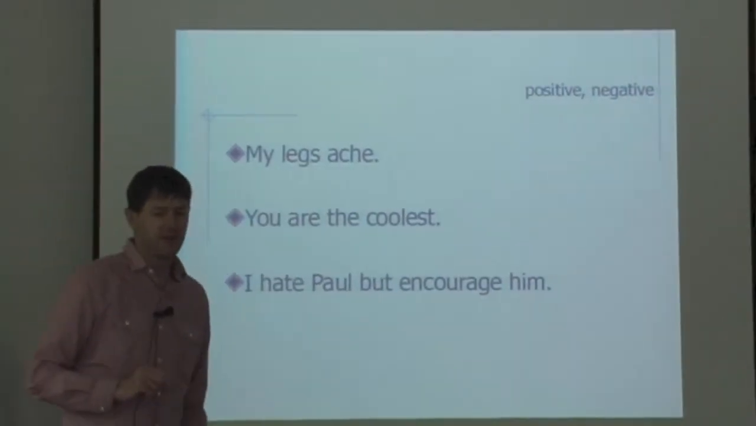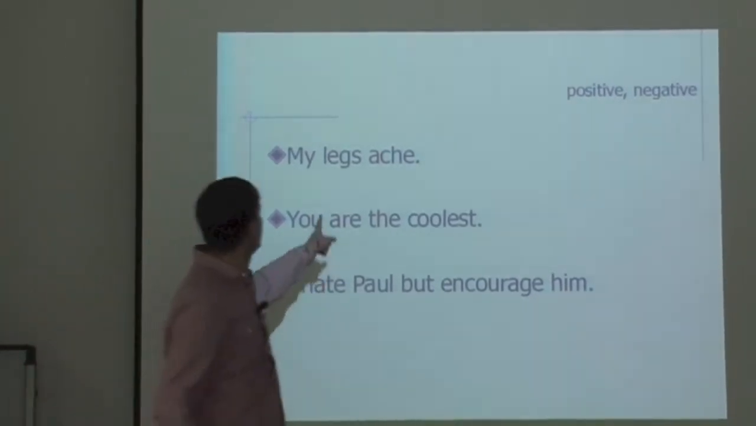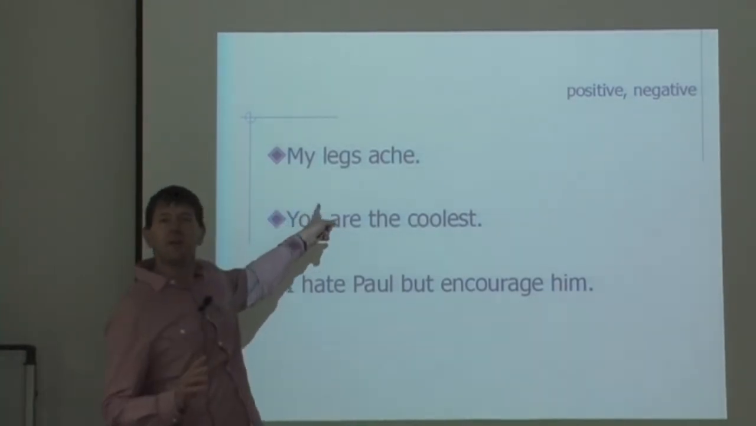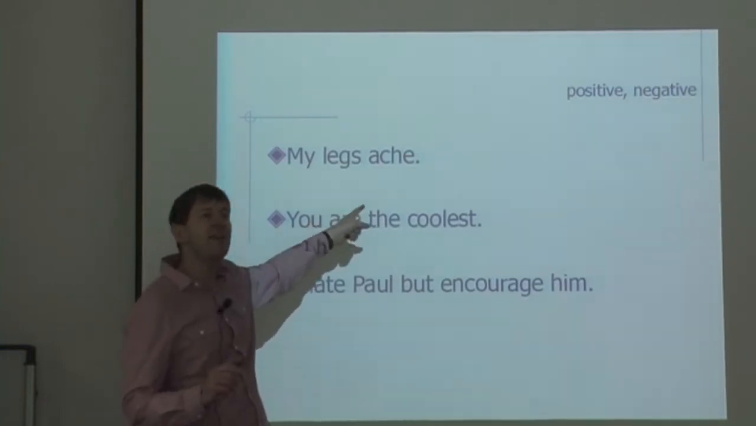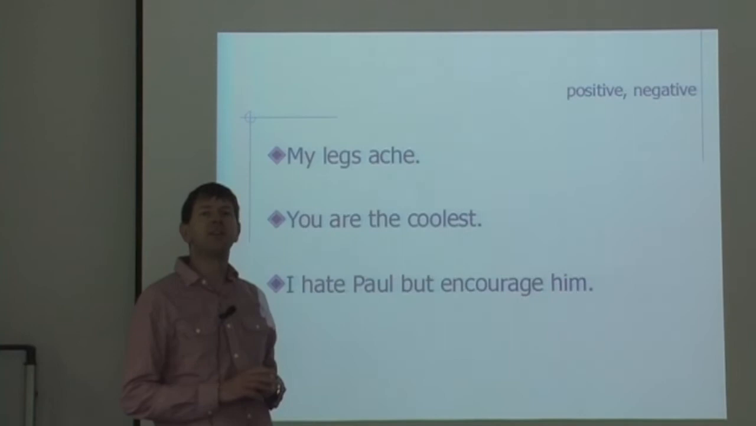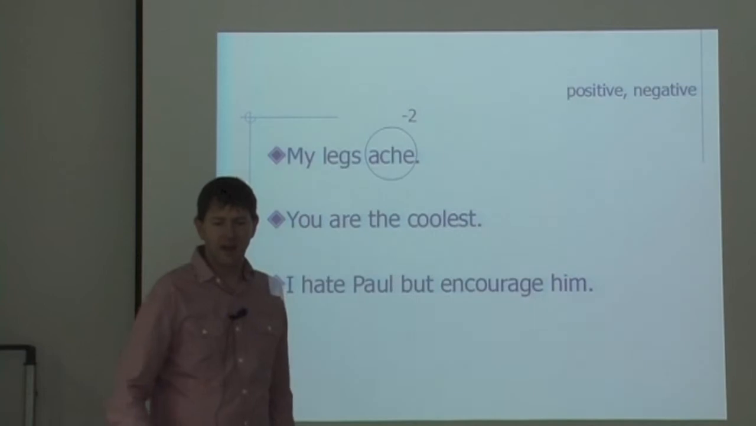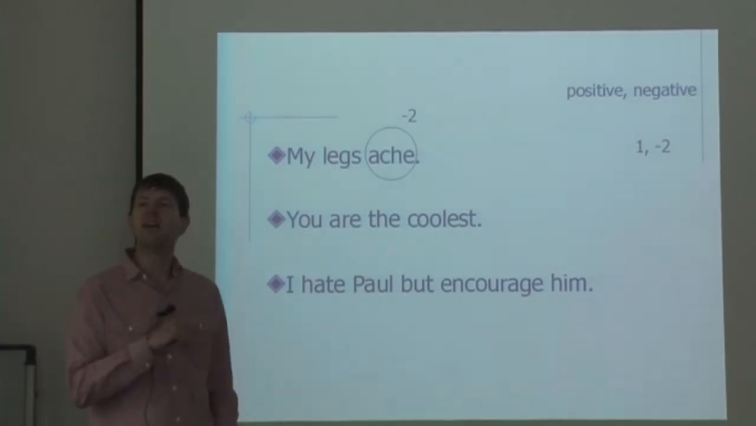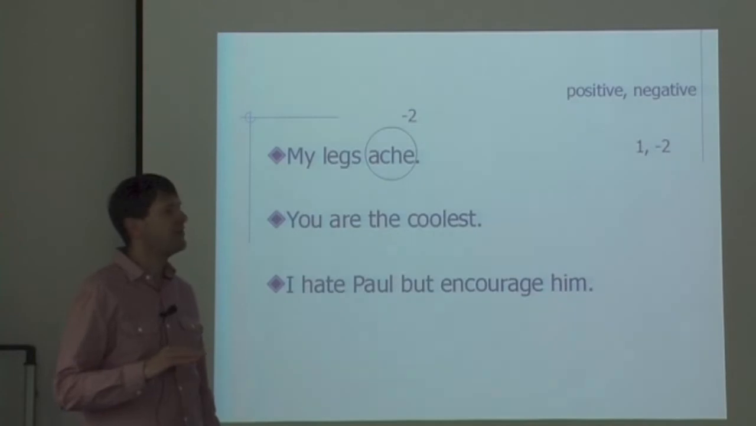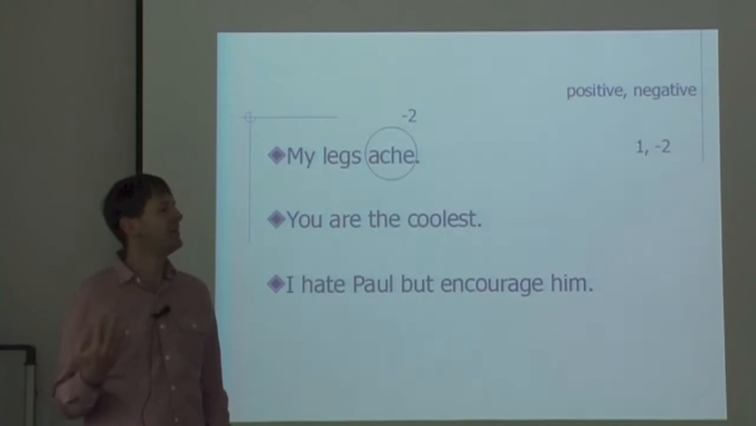So for example, my legs ache. The program SentiStrength will read this and say, okay, that's not a sentiment word, I'm going to skip that. Legs, not a sentiment word, I'll ignore that. Ache, that's a sentiment word, that's got a score of -2. So I'm going to give this text a score of +1 and -2. So remember, +1 means nothing in the positive dimension, and -2 means mildly negative. So this text is not positive at all, but it's mildly negative.